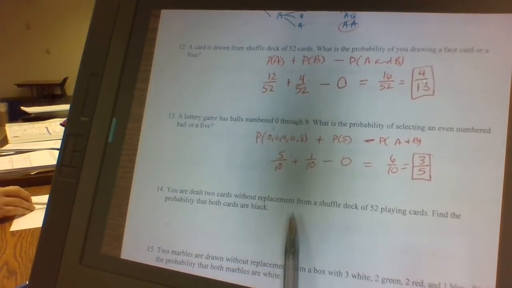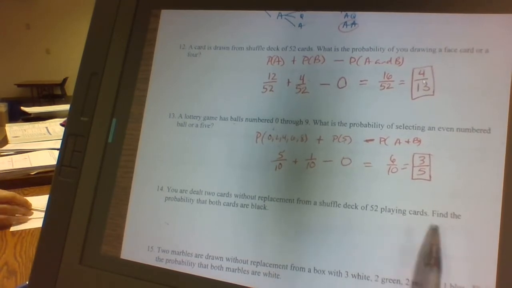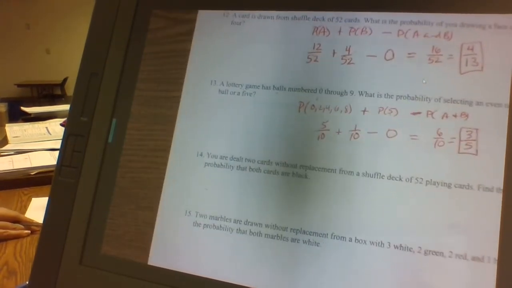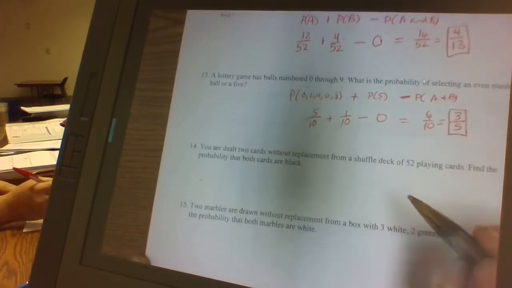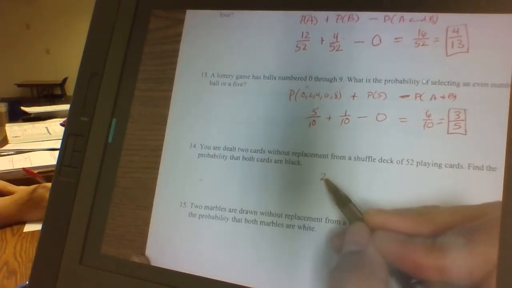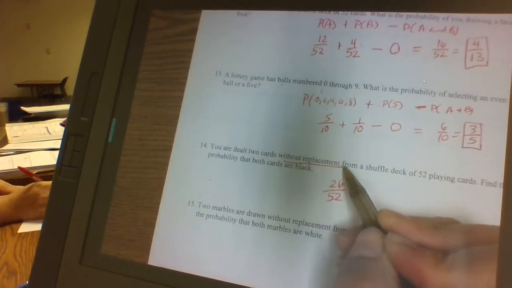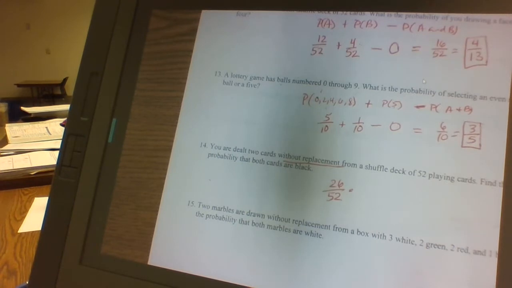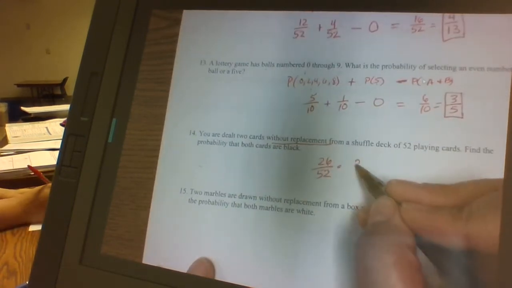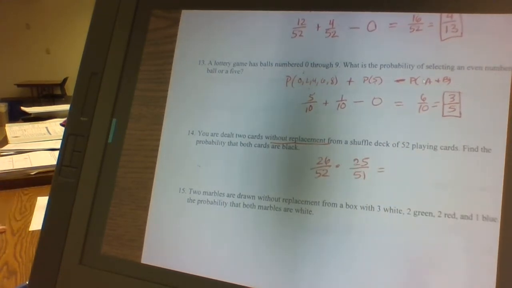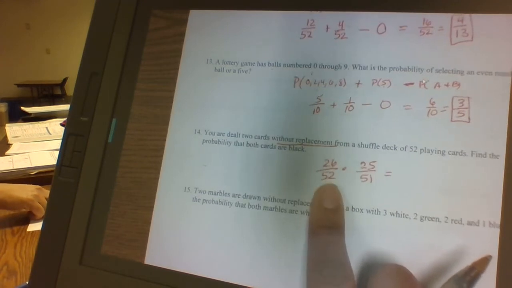You are dealt 2 cards without replacement from 52 cards. Find the probability that both cards are black. So first of all, what is the probability that the first one is black? How many total blacks do you have? 26 over 52. Now it says without replacement. So if I'm already taking out 1, how many cards are left? 25 over 51. 25 black ones out of 51. And remember, when we do this question, it's more like we're telling you, yes, the first one you get is a black card.